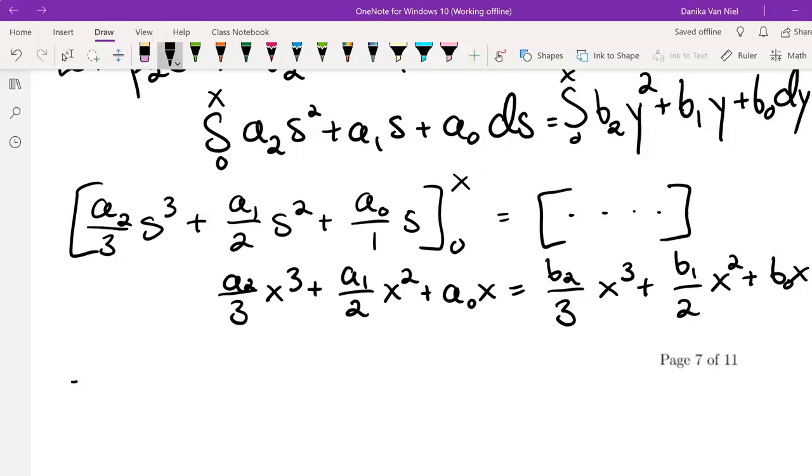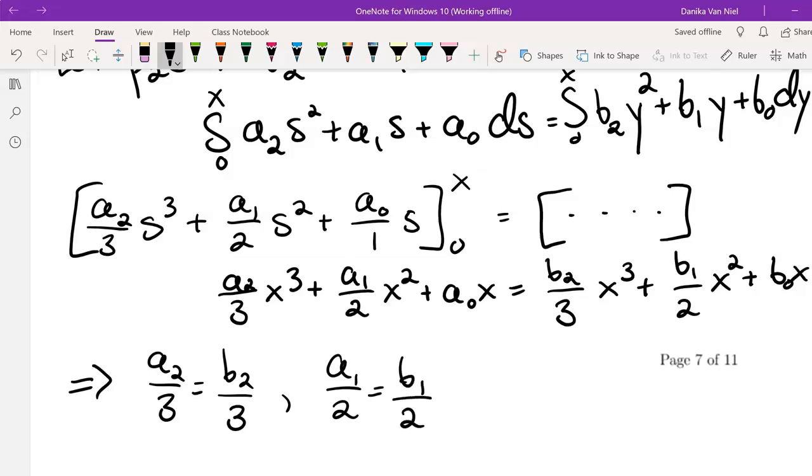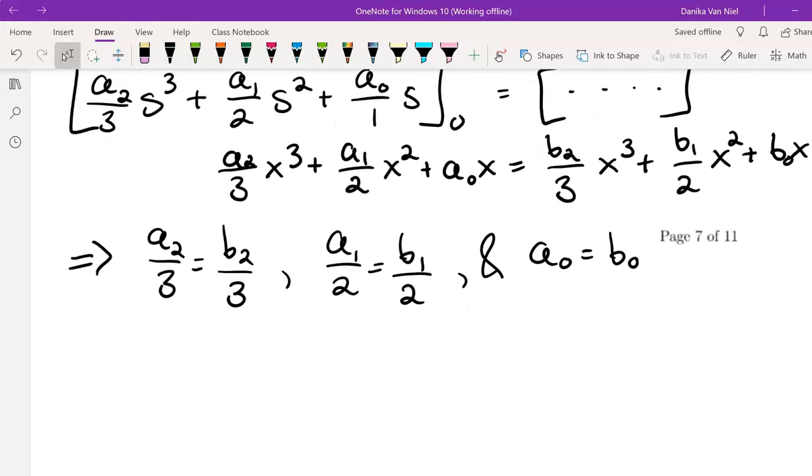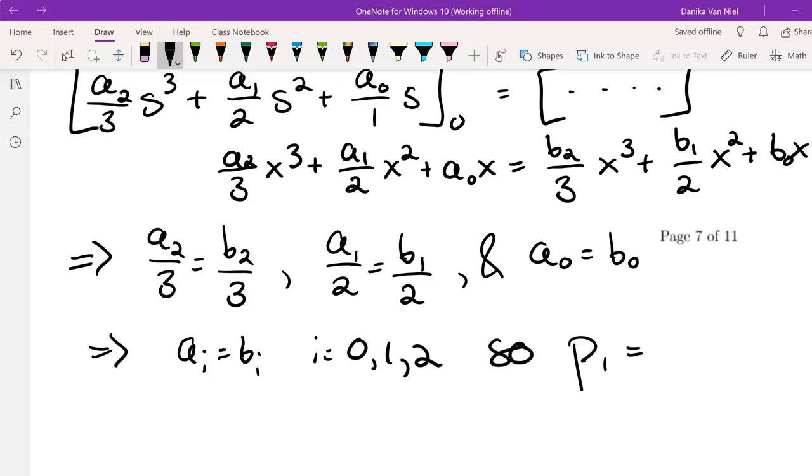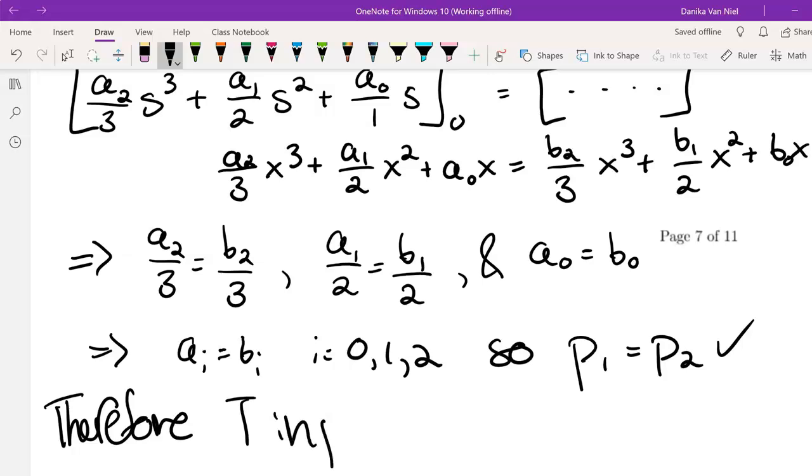So now what do we get? We end up getting that a2 over 3 equals b2 over 3. a1 over 2 equals b1 over 2. And a0 equals b0. So what does that mean? That means that ai equals bi, i equals 0, 1, 2. So P1 equals P2. Yay! Therefore, T is injective. And we already wrote the definition of injective above, so we're all good.